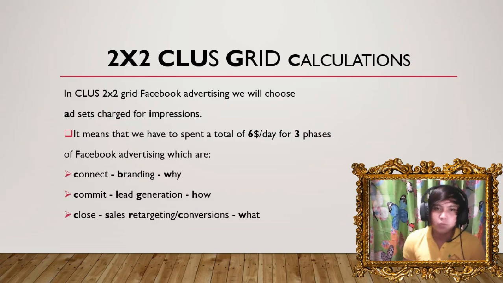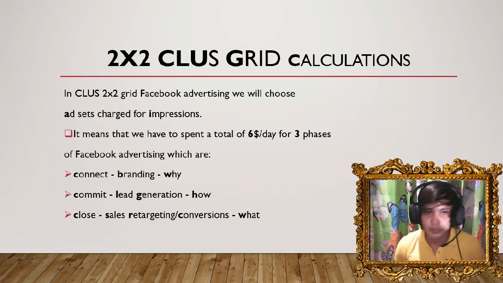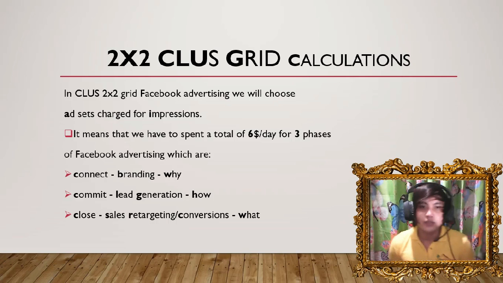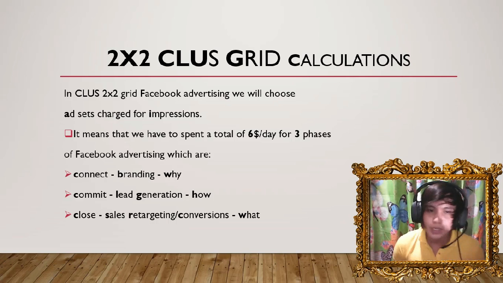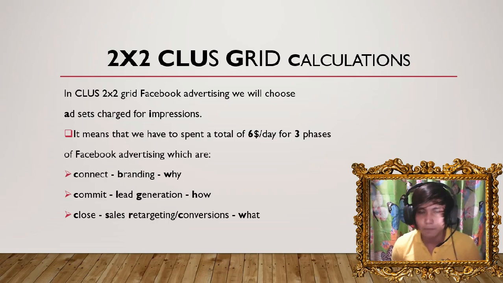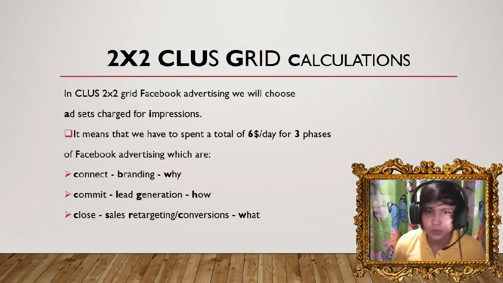So in close 2x2 grid Facebook advertising, we will choose ad set charged for impressions. It means that we have to spend a total of $6 per day for 3 phases of Facebook advertising, which are connect, commit, and close, which is the branding, lead generation, sales retargeting, which is the why, the how, and the what. So why do we choose charge for impressions? Because it is the cheapest and most cost effective in Facebook advertising.